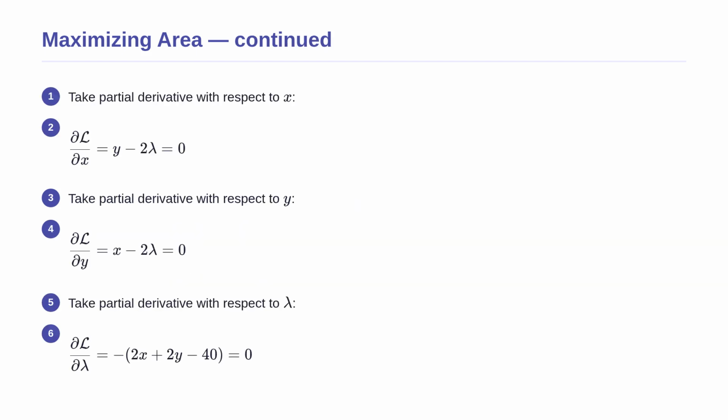With our Lagrangian built, we find the critical points by taking partial derivatives. First, the derivative with respect to x gives us y minus 2 lambda equals 0. Next, the derivative with respect to y gives us x minus 2 lambda equals 0. Finally, the derivative with respect to lambda simply returns our original perimeter constraint set to 0. We now have a system of 3 simple equations to solve for our variables.